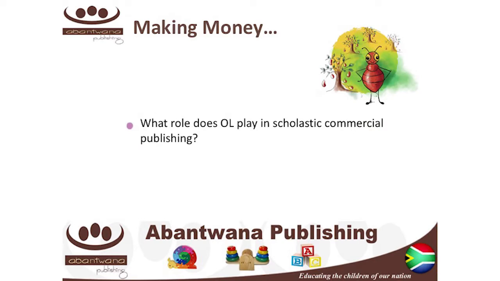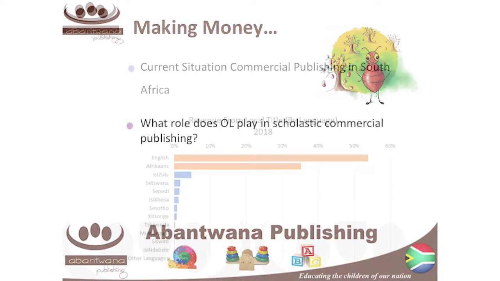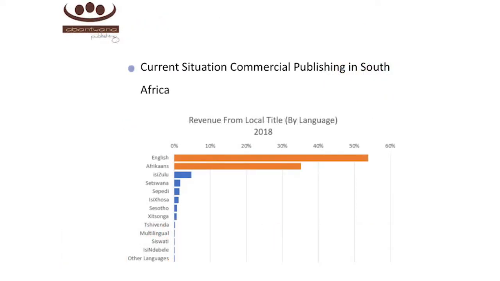So I'll start off and I'll pose a question. And I'll say, what role does open licensing play in commercial publishing in terms of the school sector? And I'll just give you a brief run just in terms of the environment, and then I'll actually zone in to answering the question. I'll start off with the South African situation in terms of commercial publishing.